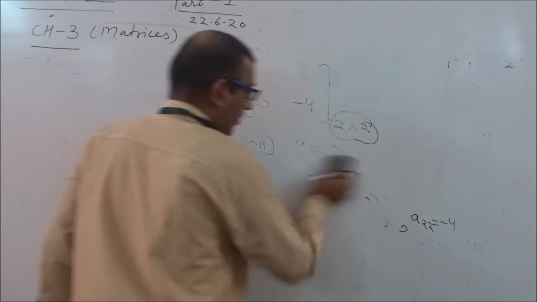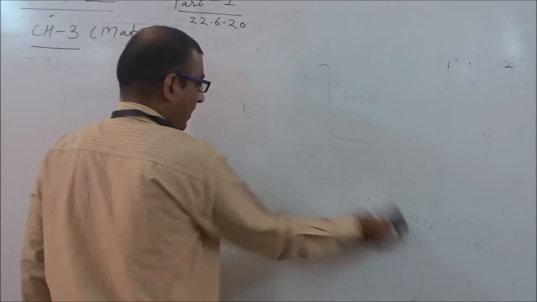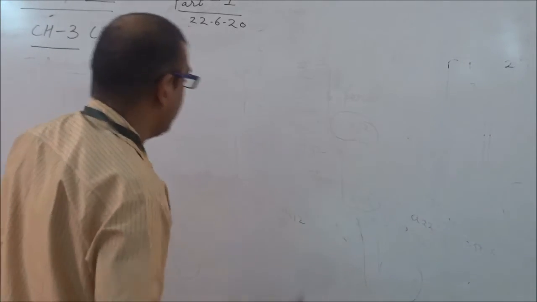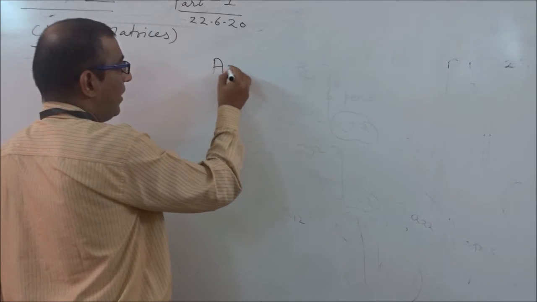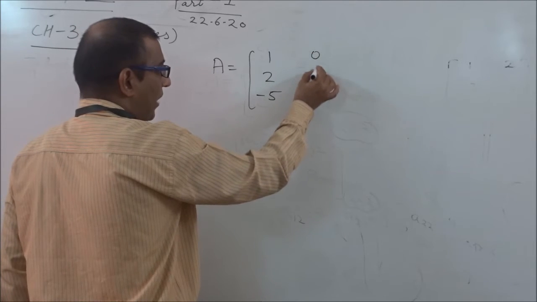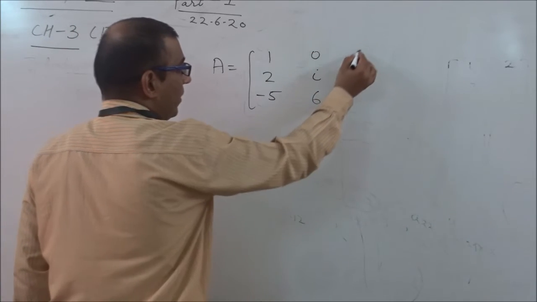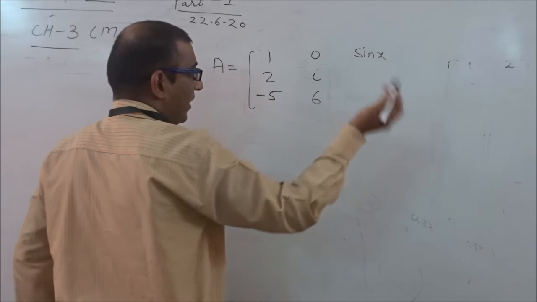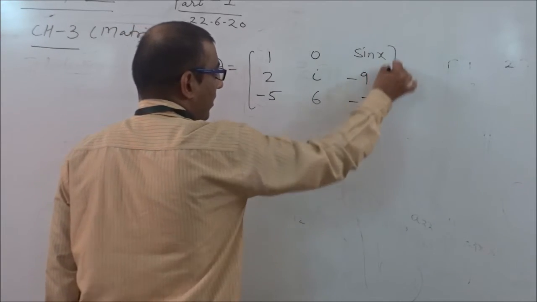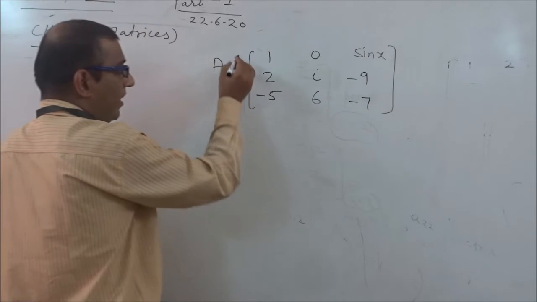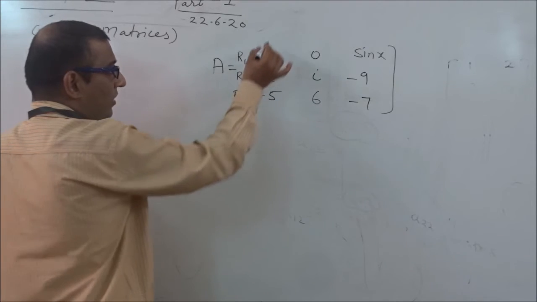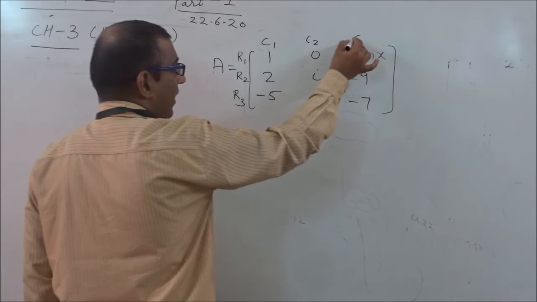So it is related with 2 into 2. If we are taking 3 into 3, that is also possible. For example, if I am taking here A equals to 1, 2, -5, 0, iota which is a complex number, 6, sin x which is a trigonometric function, -9 or -7. So it is related with 3 into 3. Why? Because this is your R1 row, this is your R2 row, this is your R3 row, and this is your C1, C2 and C3 column.